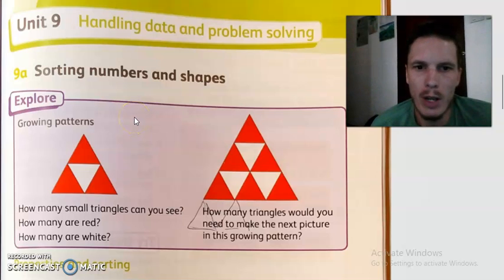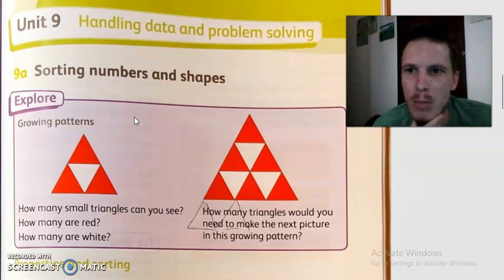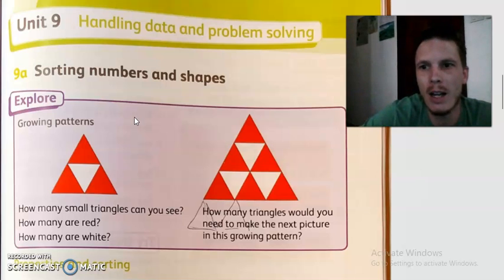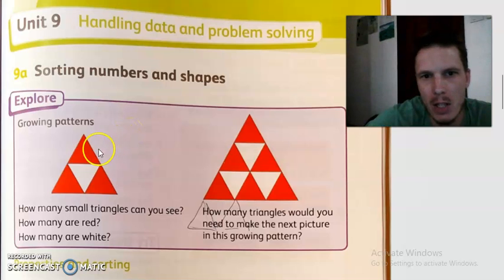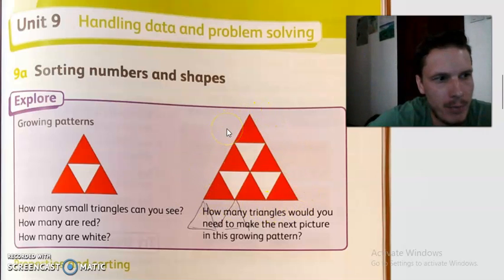So what we're going to look at is how many small triangles can you see in each picture? How many of them are red? How many of them are white? Okay, so these pictures of the triangles, they are a growing pattern. So if we imagine that the first one, which is made up of 4 different small triangles, is number 1 in the pattern, and the second triangle, the larger triangle, is number 2 in the pattern.